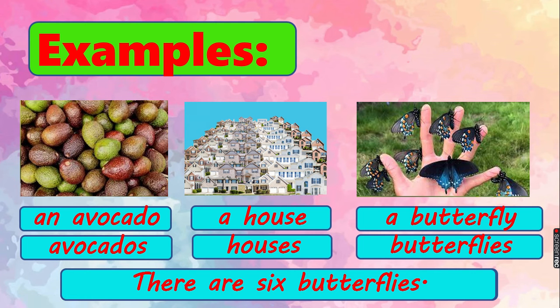So those are different examples of count nouns because you can count them like 1, 2, 3, 4, 5, 6, 7, 8 butterflies. It's not 6 butterflies, but there are 8 butterflies. This one you can also count if you have so much patience and time. There are a lot of avocados. You can simply say many avocados. Same with houses. These are all count nouns because we can count them and they have a plural form.